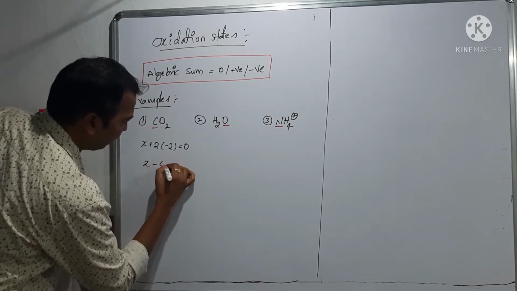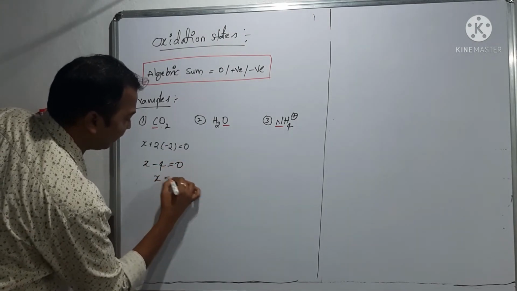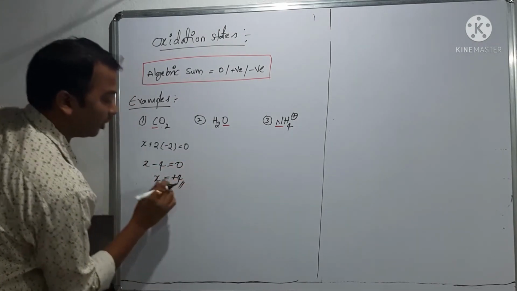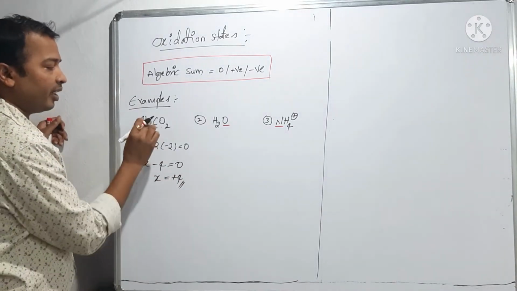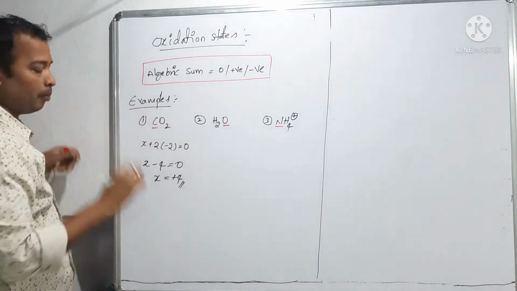So x minus 4 equals 0, then x equals plus 4. So plus 4 indicates the oxidation state of carbon in the carbon dioxide molecule.